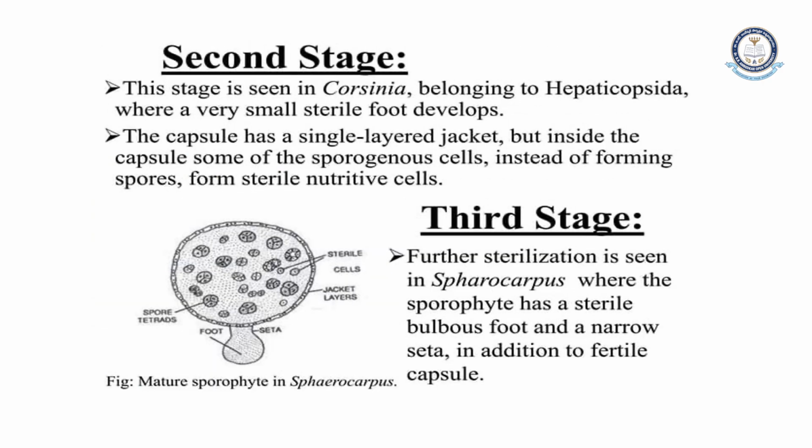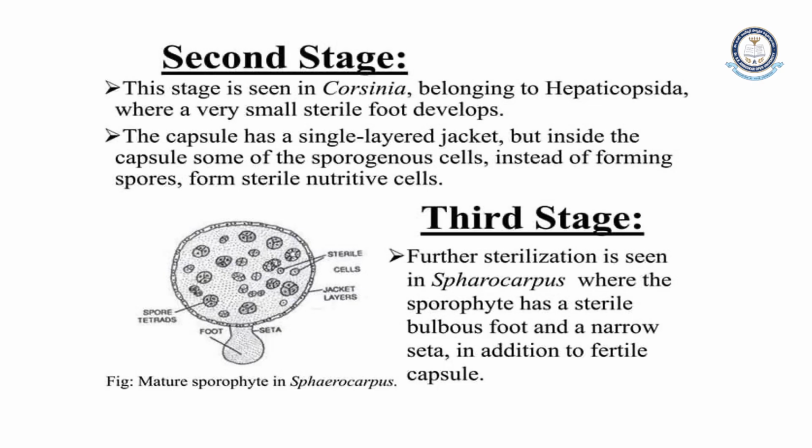The second stage, seen in Corsinia belonging to Apatecapsida, where a very small sterile foot develops. The capsule has a single layered jacket, but inside the capsule some of the sporogenous cells, instead of forming spores, form sterile nutritive cells. This is the second stage.